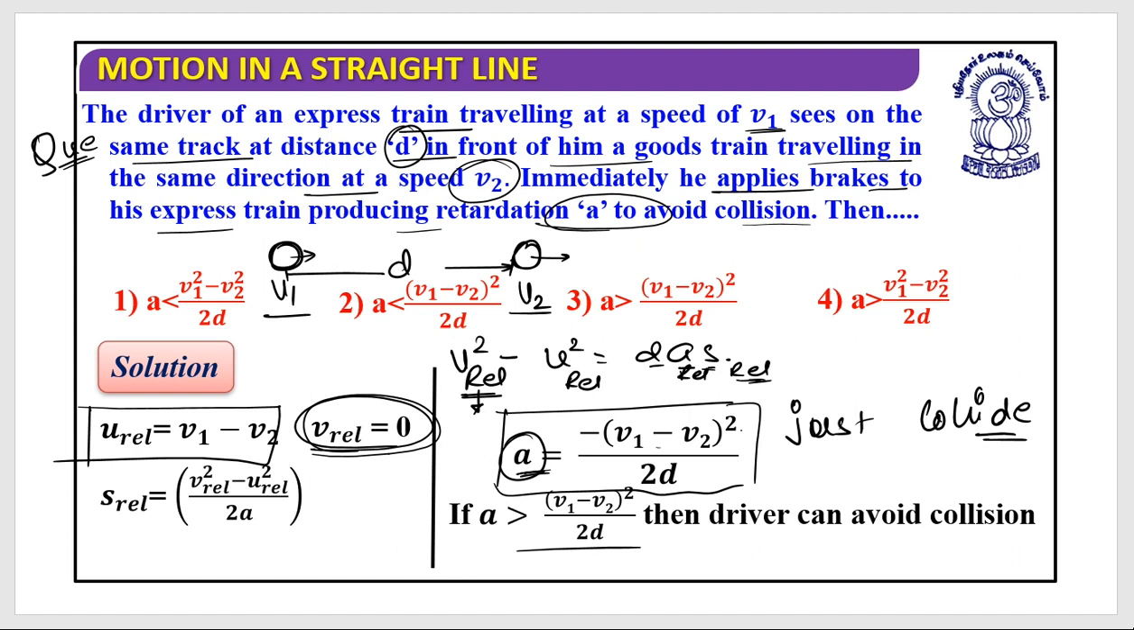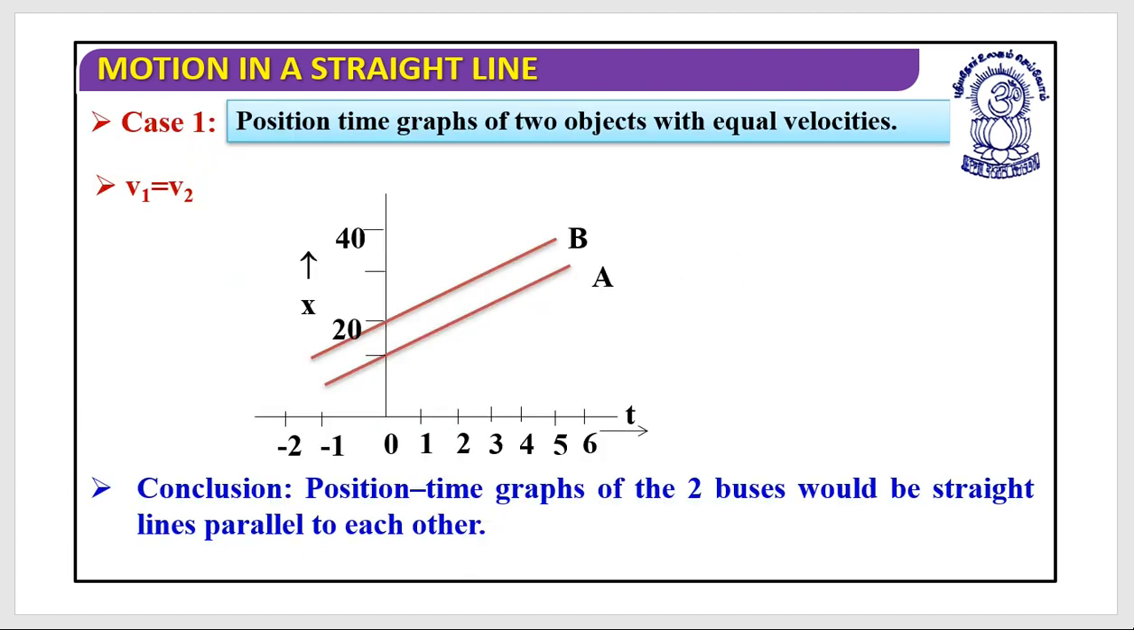I hope these things are clear. Please remember this very carefully, that when they are going to collide, they must be having the same velocity. And if they are having the same velocity, their relative velocity would be 0. I hope these things are clear to you. Let's look at some of the graphs with respect to the relative velocities.